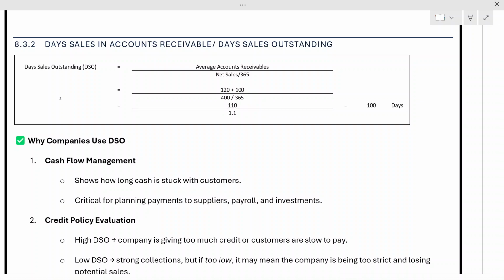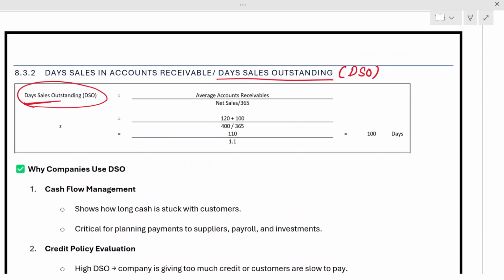Okay. Now let's see the days sales in accounts receivable, or we call it days sales outstanding, or some people call it DSO. So basically, what does this say? This simply tells you how many days people take to pay you when they become debtors. So effectively, days sales outstanding is how many days they take.